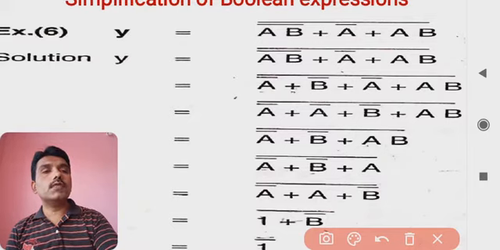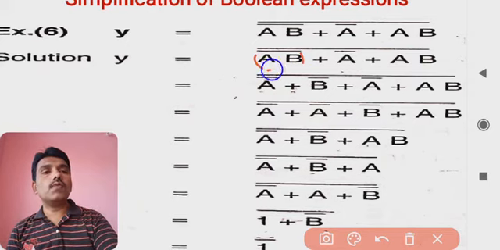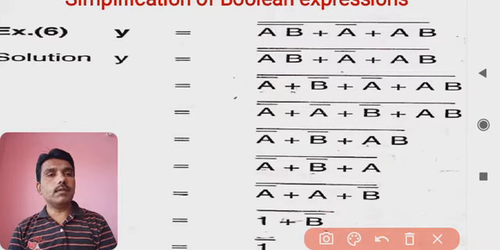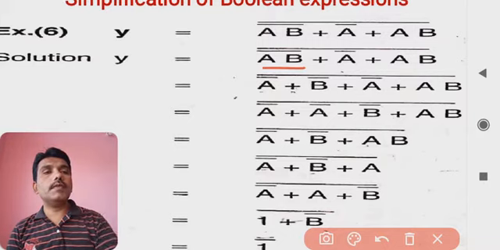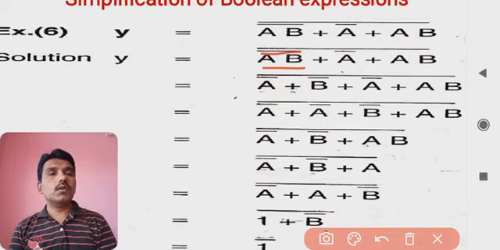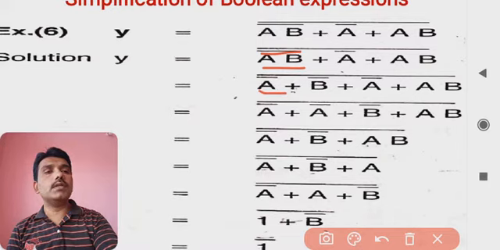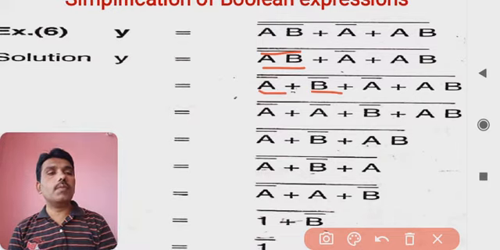Here, if you look at this AB, the logic used is solved only for this AB part. AB is complemented, and there is a product between A and B, and the complement of that AB is there. So it is the complement of a product. We can write it as the sum of their complements. That means here we write A' or B'.